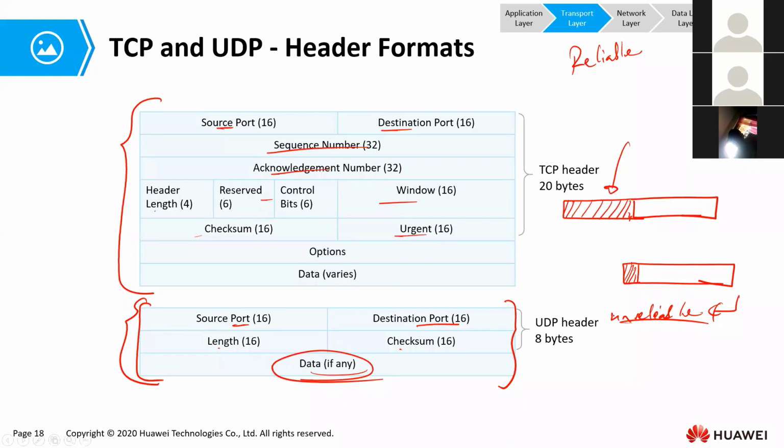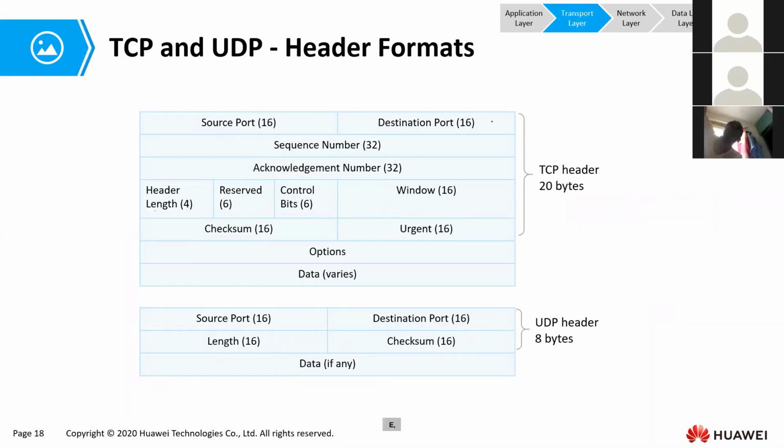Okay. Now, TCP adds a lot of overhead on our data, so it consumes a lot of our network resources. Now, each of these fields has a specific function. The source port is the one that identifies the application that sends the segment or the data.